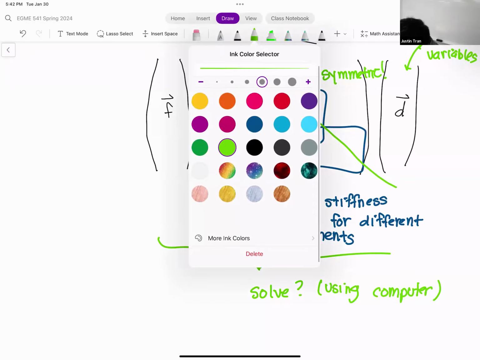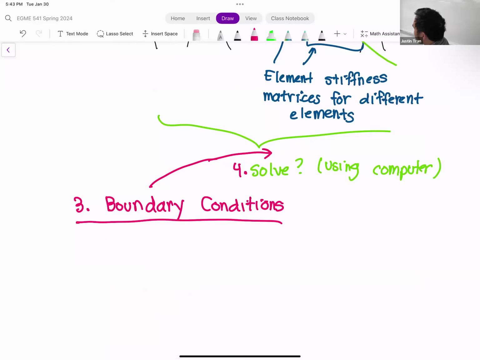And then solving would be step 4. Okay. All right, so in a nutshell, that's kind of the 4-step finite element process. And so, technically there's a step before this, which is to discretize, so find your mesh, but we're going to assume that that's made for us. So we're going to start with step 1, which is element stiffness matrix. Step 2 is assembly. Step 3 is boundary conditions. And step 4 is to solve using a computer.